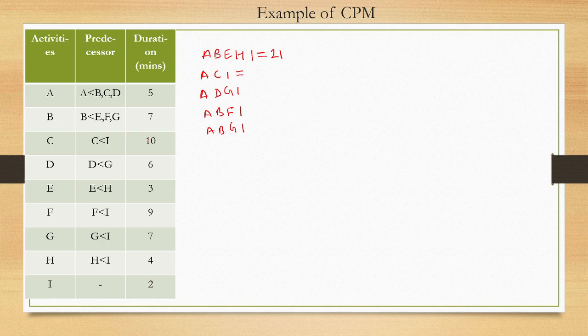ACI: 5, 10, 15 and 2, 17. ADGI: 5, 6, 11, 11, 7, 18 and 2, 20. ABFI: 5, 7, 12 and 9, 21 and 2, 23. ABGI: 5, 7, 12, 7, 19 to 21. So this is our critical path and this is the project duration. So without drawing the network diagram, we found the project duration and the critical path.